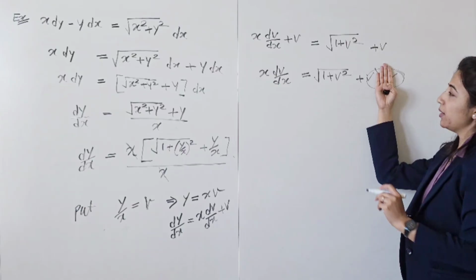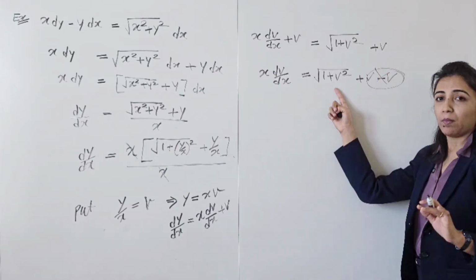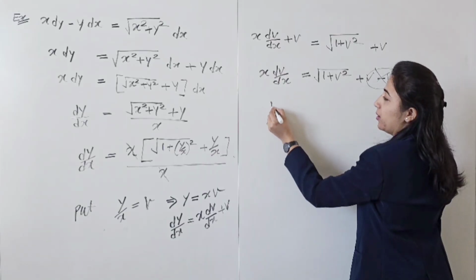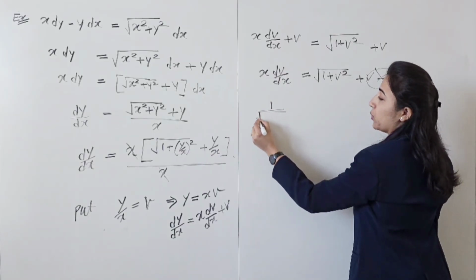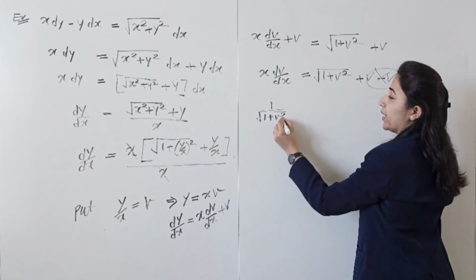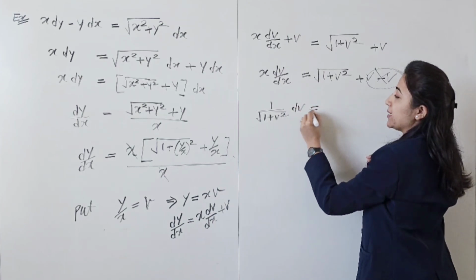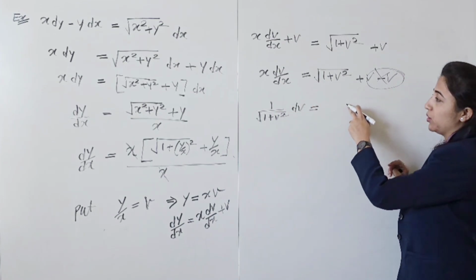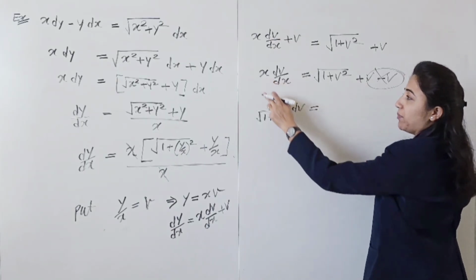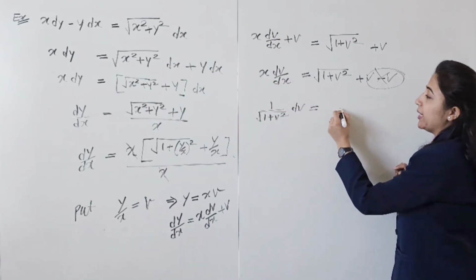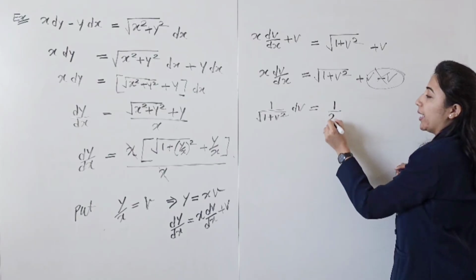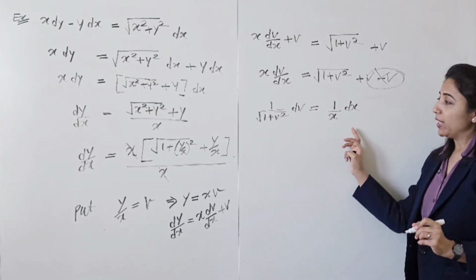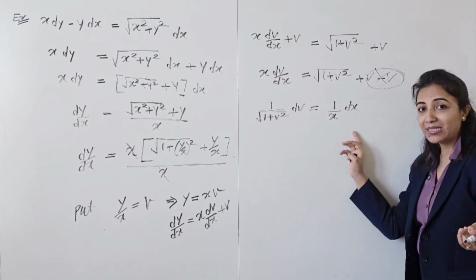So here this term is 0, which means the remaining is this one. So apply the variable separation. This term shifting will go to the denominator. So we will get 1 upon root of 1 plus v square dv, and the x term I will shift to the right side. So the denominator dx will be shifted as a multiplication, and the x multiplication we will get in the right side denominator. So it is 1 upon x dx. Variables are separated.